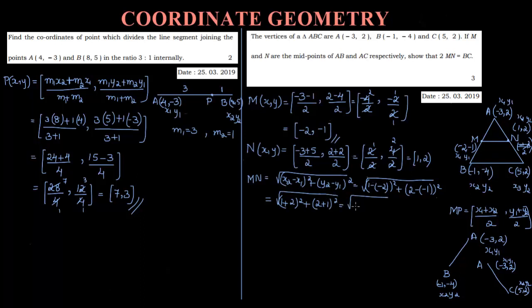1 plus 2, it is nothing but 3 square, 3 square is 9, plus 2 plus 1, it is again 3, 3 square is nothing but 9. So you are going to get here square root of 18, or if you are using the indices law, then you will be having here square root of 9 into 2, which is equal to, square root of 9 is 3, then 3 root 2 you will be having as the answer. Okay, so the value of MN you got is 3 root 2.